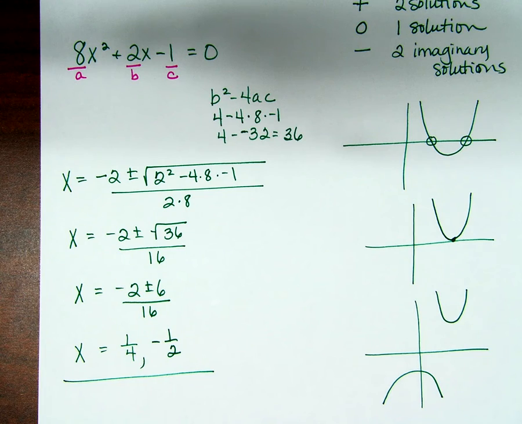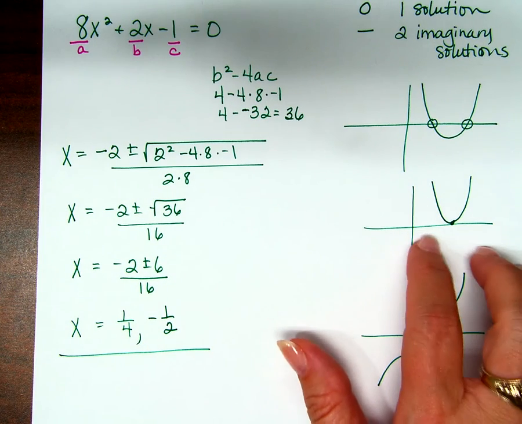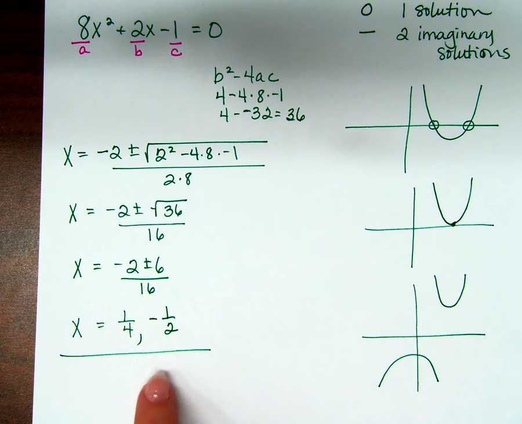What's another way I could check and make sure that those are correct? I could graph them in the calculator, right? Graph this equation in the calculator and see if it crosses at 1/4 and negative 1/2. Okay? Any questions about that?